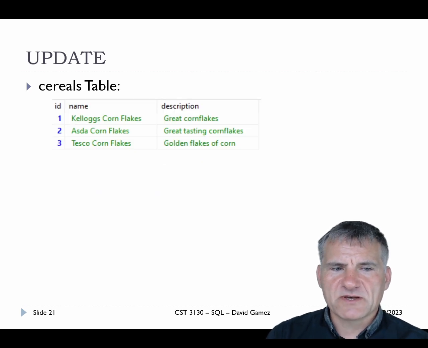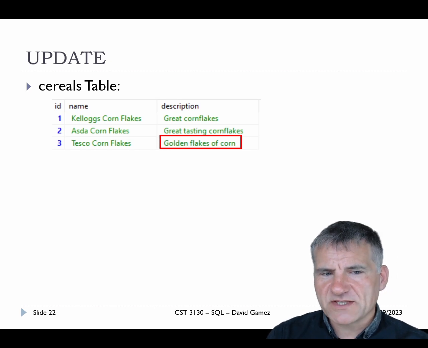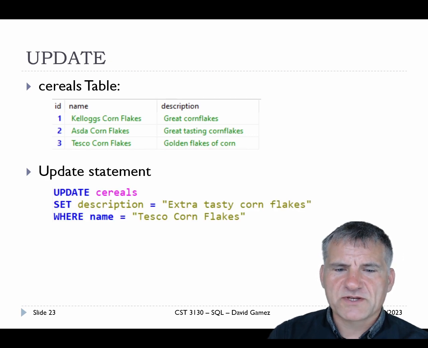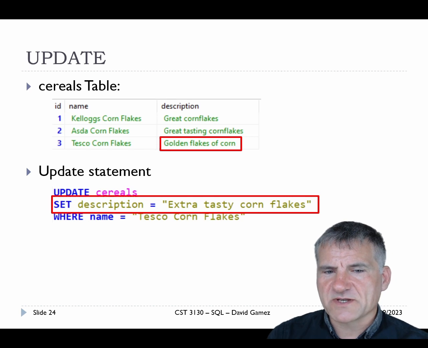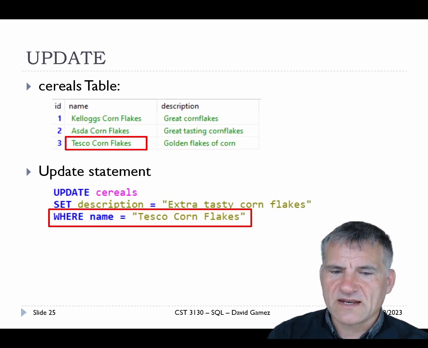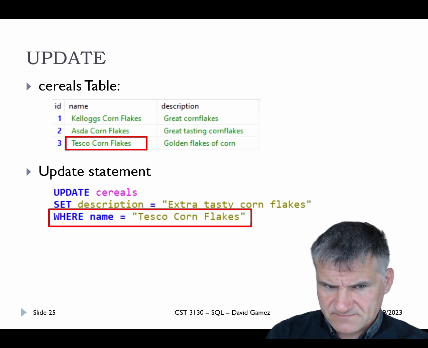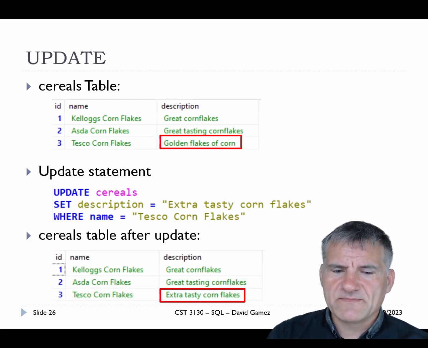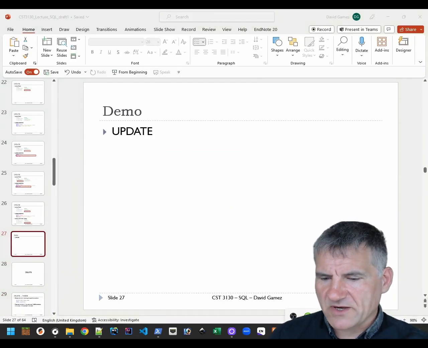Yeah. So suppose here I've got Kellogg's cornflakes as a cornflakes, so same old cornflakes here. Suppose I want to change Tesco cornflakes from golden flakes of corn. Maybe the description's changed by the manufacturer. I want to change that to extra tasty cornflakes. So I'm going to update cereals. I'm going to set description to extra tasty cornflakes. And then here's my where condition. It's going to match all the rows where the name's Tesco cornflakes. And so when we run that query, we'll get extra tasty cornflakes instead of golden flakes of corn. Yeah. So let's run a demo here.